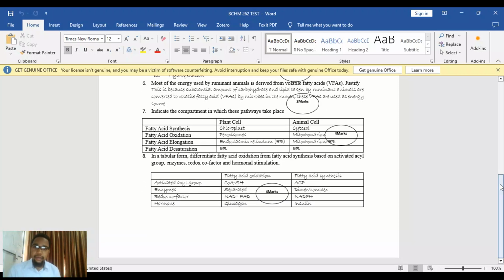it says in a tabular form differentiate fatty acid oxidation from fatty acid synthesis based on activated acyl group, enzyme, redox cofactor, and hormonal stimulation. And luckily enough, this one is also not something that will require you to think, because basically I have given you a table which itemizes all those things. I just cut 4 out of them and asked you to fill in the blank spaces. Even though I asked you to put the table, I didn't put the table myself, just like in question 7. But this one, I asked you to draw the table and put these things.